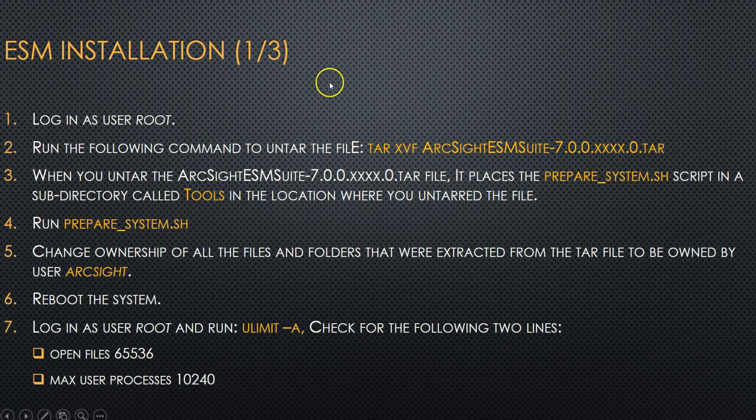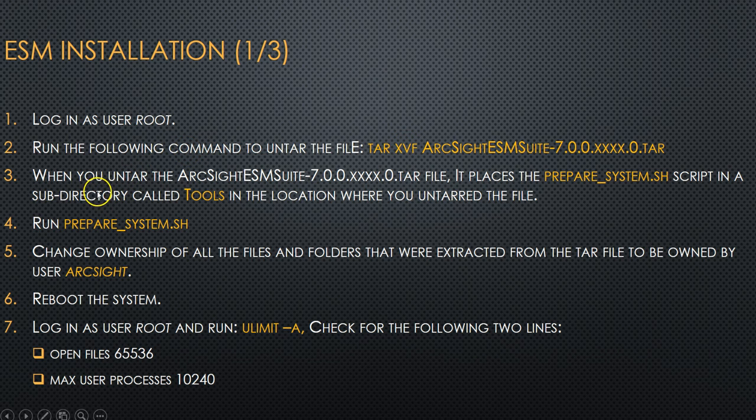Over the next 3 slides, we will get to the detailed steps of the installation. So first, you need to log in as user root. We will not use the ArcSight account now. We'll just need the root, and then we will extract the ArcSight ESM suite. Basically, this is the name, and the version and build here may be different depending on the patch level or something else.